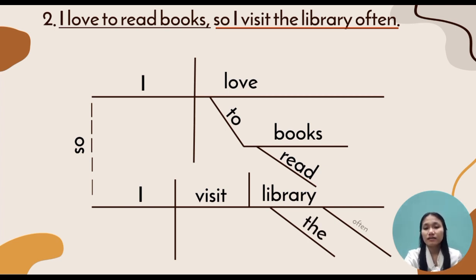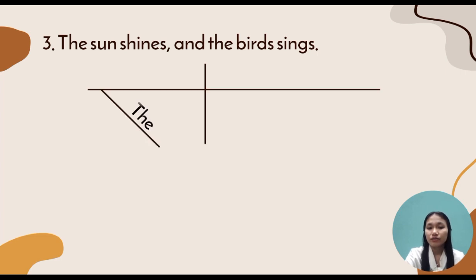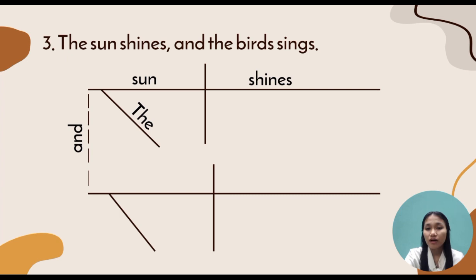That is why the words that are connected to our direct object should be written again below our direct object using a slanting line. Okay, another one, the sun shines and the bird sings. The sun is our subject, shines is our verb, and and is our coordinating conjunction. And again, the is usually written below our subject, bird, and sings is our verb. So the sun shines and the bird sings.